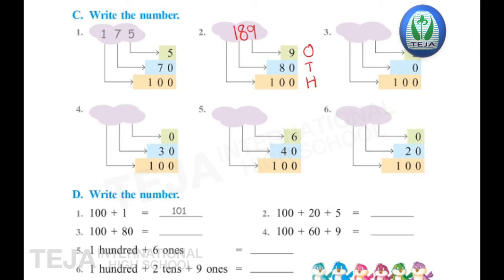Okay children. Now next third one. Now here 2 is in ones place, 0 in tens place, 100 in hundreds place. So the number is, write 2 in ones place, 0 in tens place and 1 in hundreds place. The number is 102. Okay children. Now next fourth one.